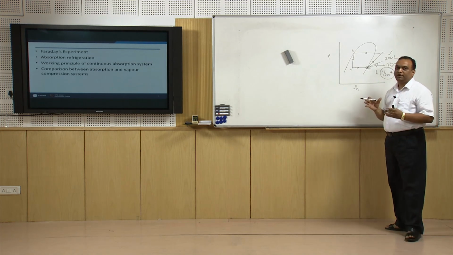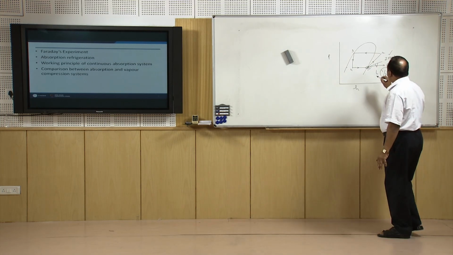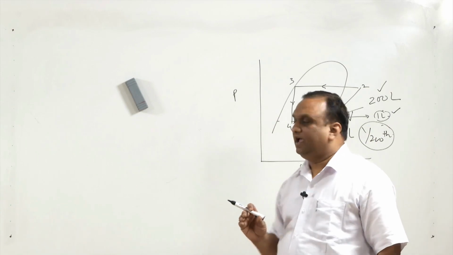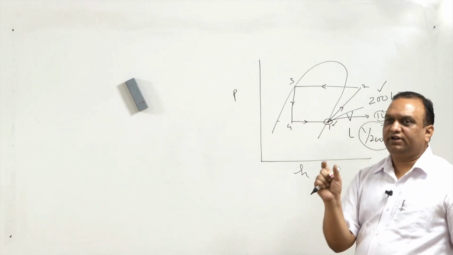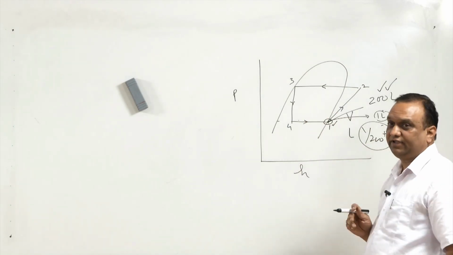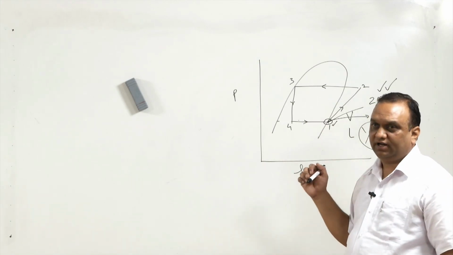And this absorbent is a mixture of two liquids, and this mixture of two liquids is pumped instead of compressor because it is a liquid. And in order to handle 1 liter of liquid, the size of the pump will be very small. If I have to handle 200 liters of vapor per second, I am talking about per second, then the size of the compressor will be very large.